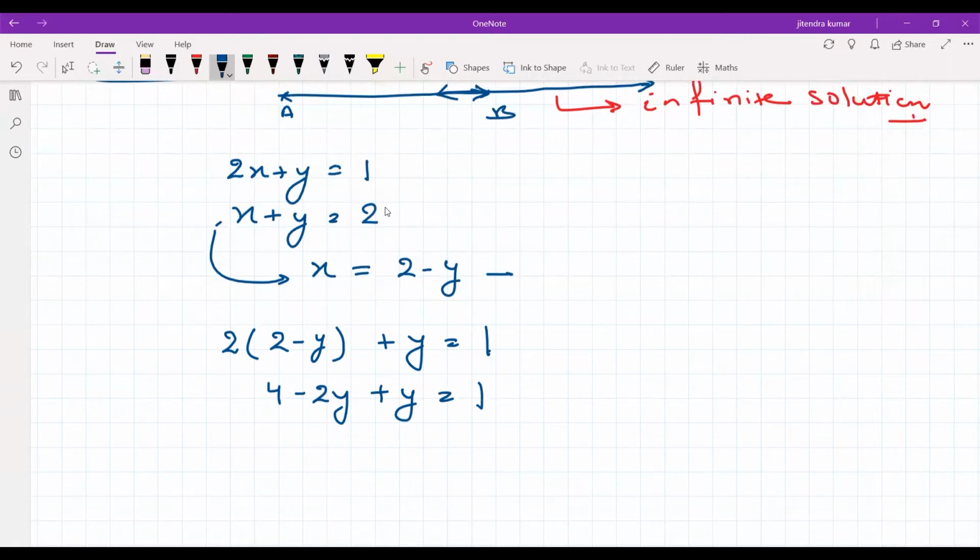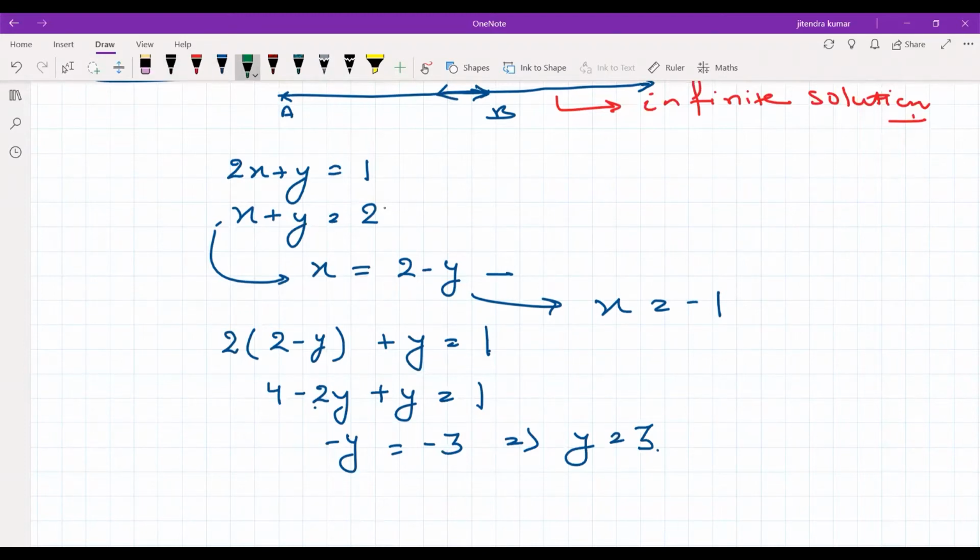If we solve it more, we will have minus 2y plus y, that equals minus y, and let's take 4 to this side. So 1 minus 4 is equal to minus 3. So this will give us y is equal to 3. Now if y is 3, then from here we will have x is equal to 2 minus y, that is 2 minus 3, that is equal to minus 1. So we have the values of x and y, that is minus 1 and 3.